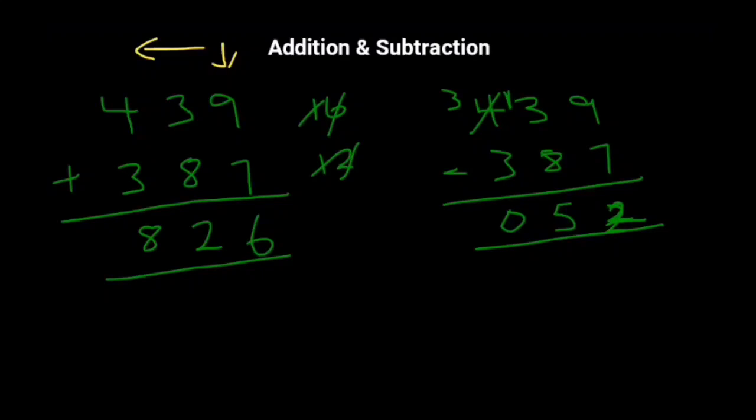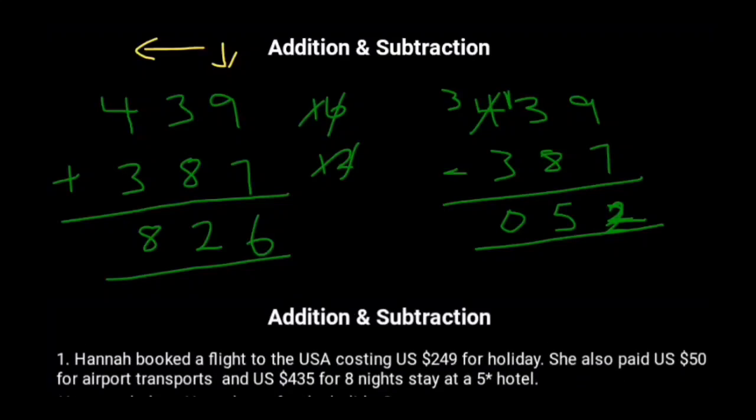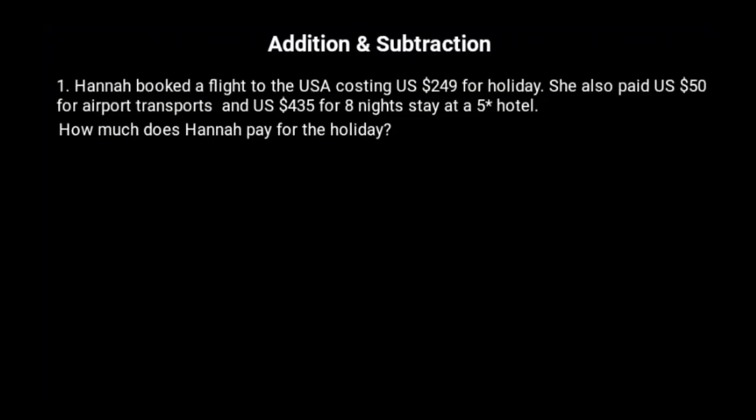So now taking this principle, let's work two examples. Question number 1. Hannah booked a flight to the USA costing US $249 for a holiday. She also paid US $50 for airport transports and US $435 for 8-night stay at a 5-star hotel. How much does Hannah pay for the holiday?